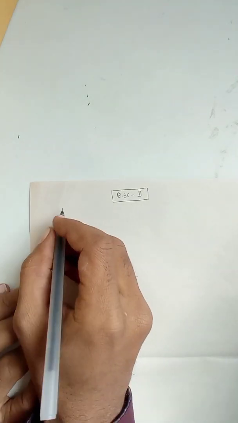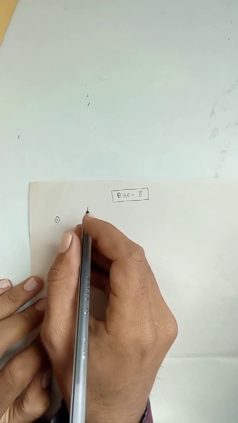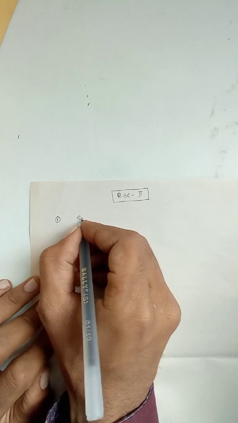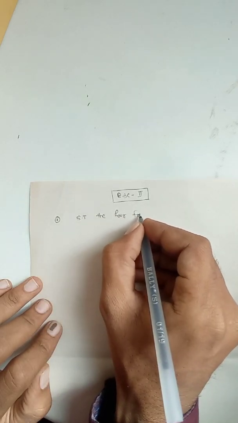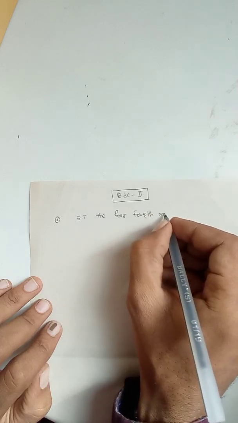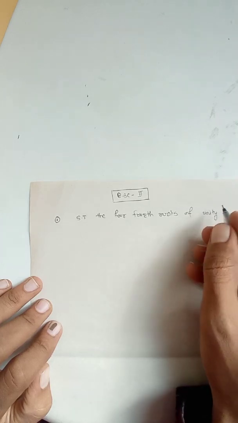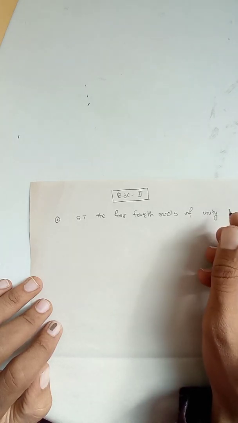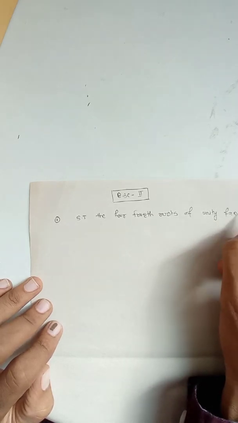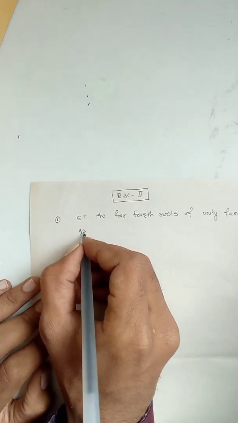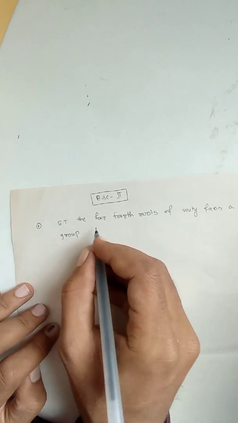So first example, show that the fourth roots of unity form a group with respect to multiplication.